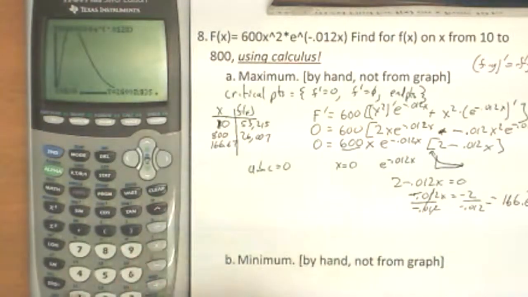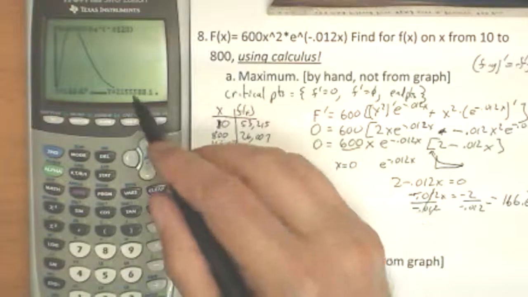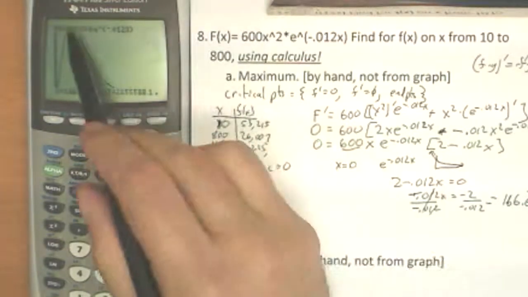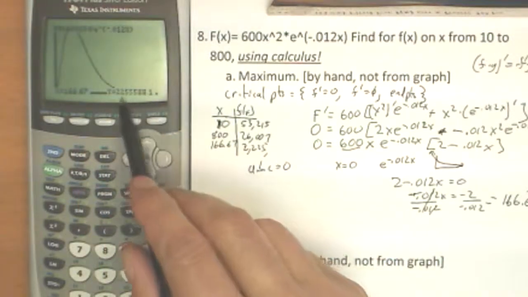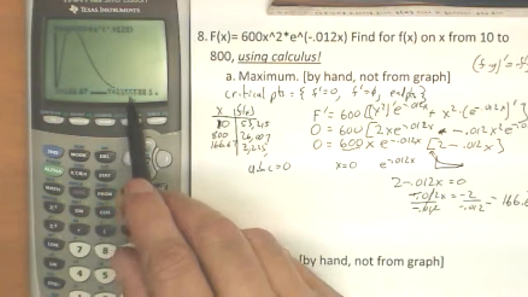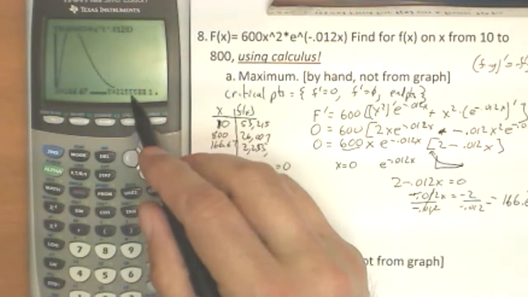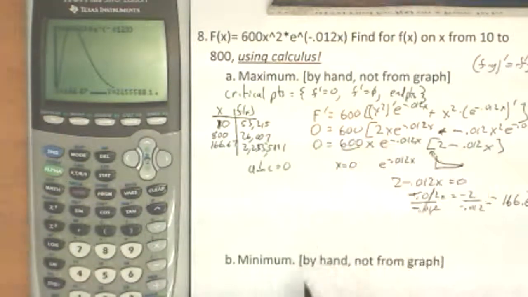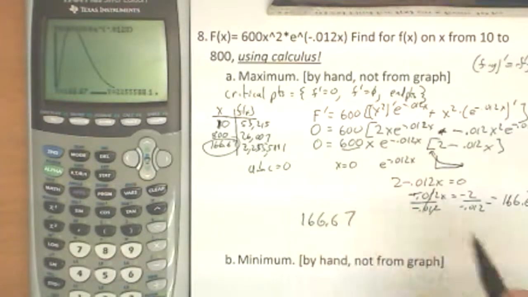Then I'm going to check 166.67, and I get, oh wow, a big number here. 2,225,000. And it's also putting the x right up there, which is good news. It's right on the maximum on our picture as well. So we found our maximum is at x is 166.67. We've also found our minimum.